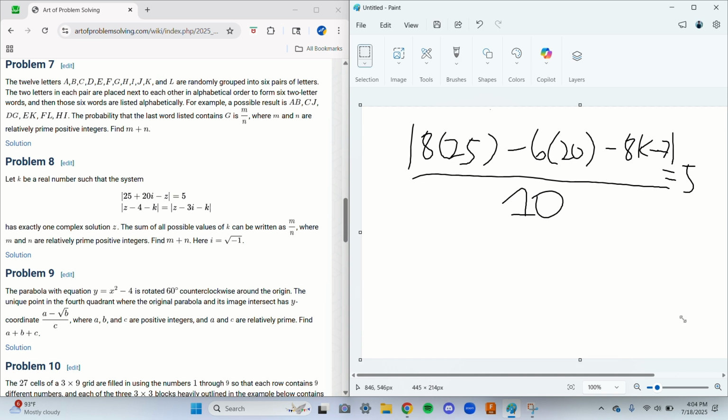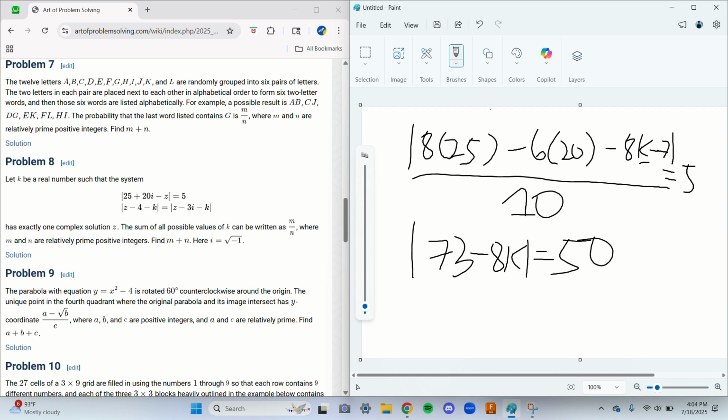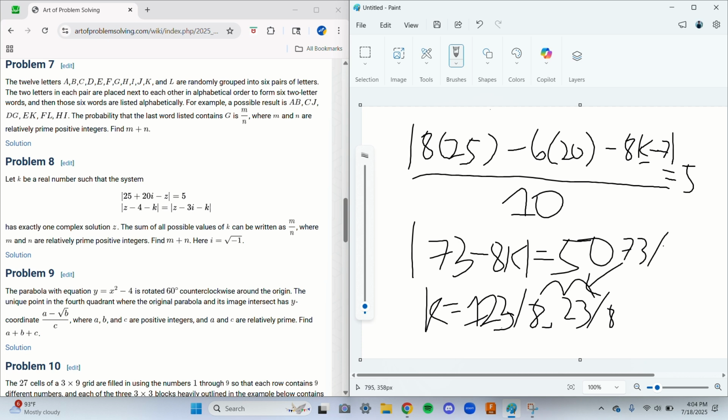And from here, it's pretty straightforward. We find that there are exactly two values of k because we have an absolute value here. So 25 times 8 is 200 minus 120 is 80, minus 7 is 73. So we have the absolute value of 73 minus 8k equals 50. And from here, it's pretty easy to see that k equals 123 over 8 or 23 over 8. Okay, so summing these two values, we get 146 over 8, which is 73 over 4. So 73 over 4 is m over n, and so 73 plus 4 is 77, and that's just the answer for problem number 8.